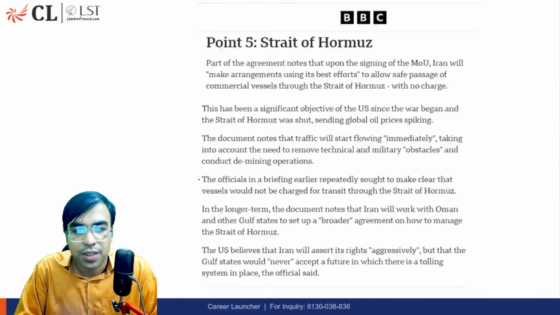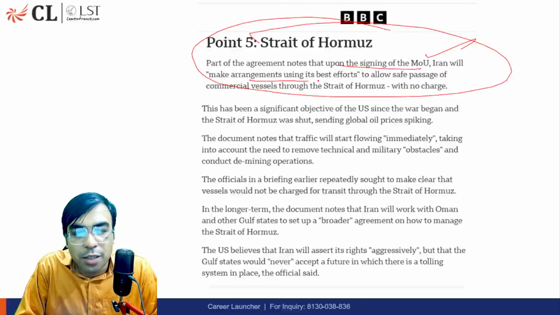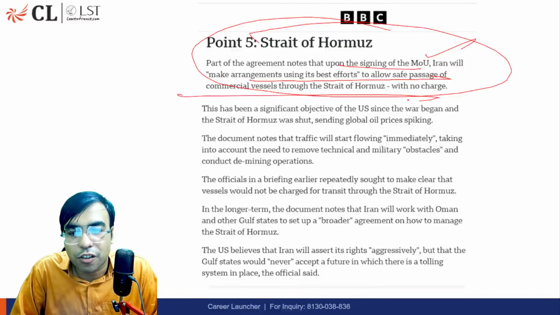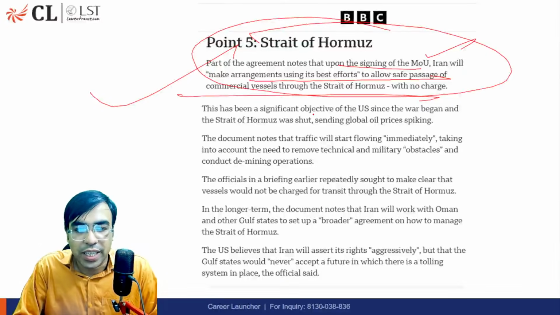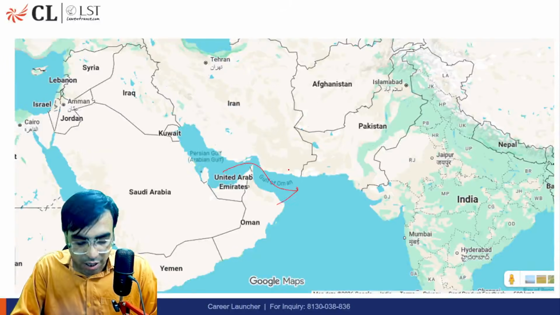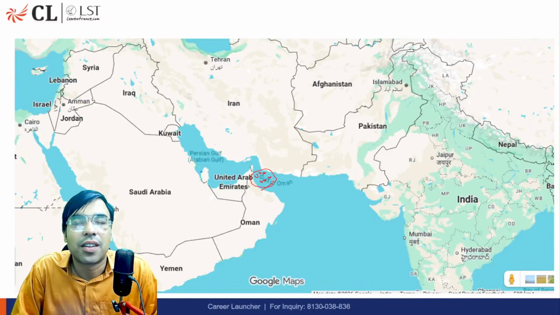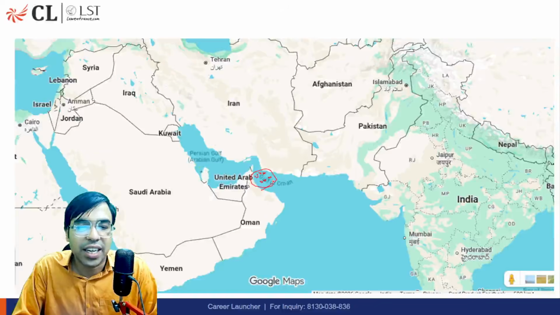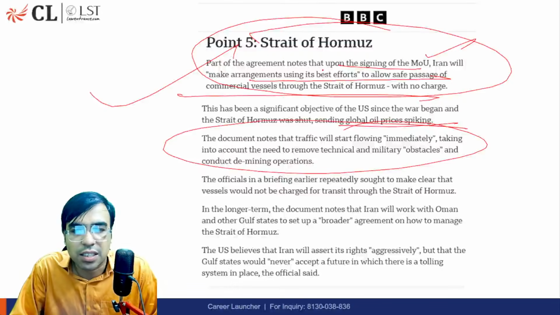in that region. Next is the Strait of Hormuz. They signed an MOU. Iran will make arrangements using its best effort to allow safe passage of commercial vehicles. So they will allow the safe passage of commercial vehicles through the Strait of Hormuz. That was promised by Iran also. Okay, so this passage. America said that we will remove all our naval ships which were there and all the aircraft carriers, etc. And Iran said we will allow the passage of all commercial vehicles or commercial ships.